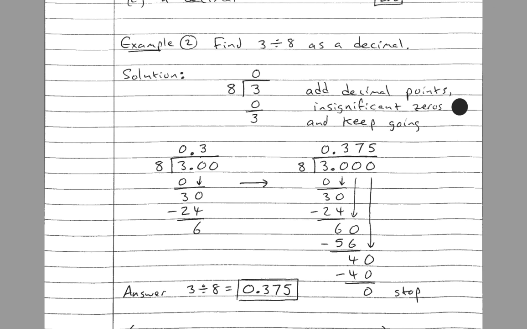Notice that you want to make sure you're lining up everything nice and straight. I can't draw straight lines, but you want everything arranged neatly. And this 3 goes above the 0, because 8 goes into 30 3 times, so that 3 has to be above the 0 in the 30.